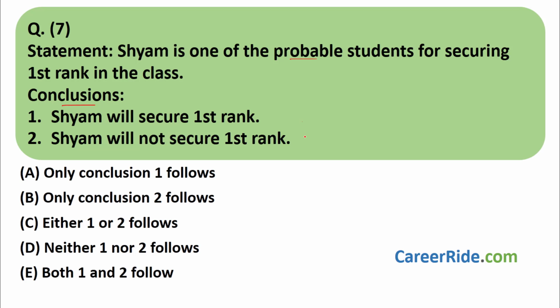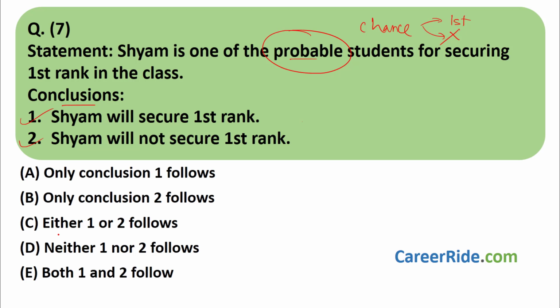But please remember what they have given over here. Sham is one of the probable students for securing first rank. Probable, that means there is a chance that Sham might get first rank in the class. There is a chance that Sham might get first rank, and there is a chance that Sham might not get first rank. So Sham may get first rank, Sham may not get first rank. So it can be either one. So either of the conclusion is possible. It is not compulsorily that he will not get for sure or he will get for sure. Any of the conclusion is possible.